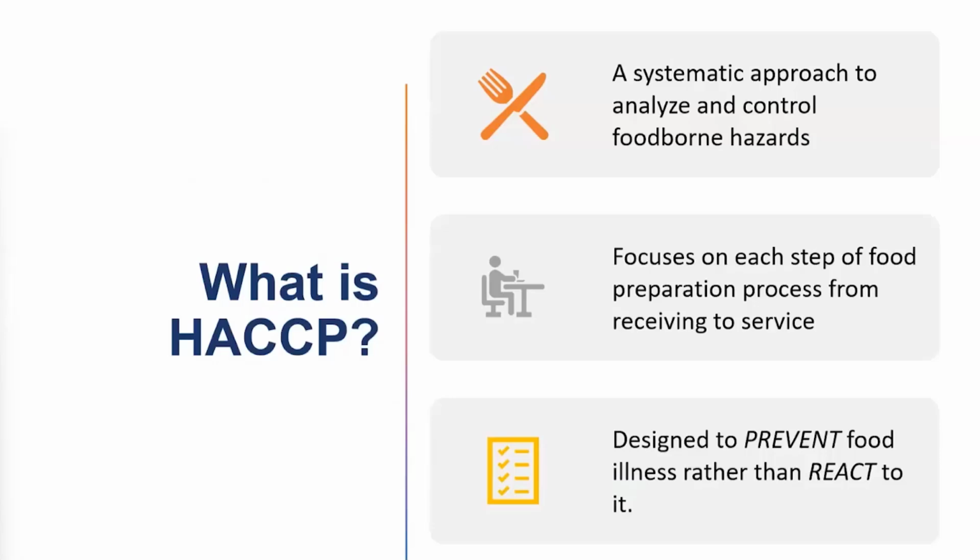So what is HACCP? HACCP stands for Hazard Analysis and Critical Control Point and is a systematic approach used to create a food safety program that is designed to analyze and control foodborne hazards by focusing on each step of the food preparation process from receiving all the way to service. The HACCP plan is designed to prevent foodborne illness rather than to react to an outbreak. When properly implemented, a HACCP-based food safety program will ensure the safety of school meals served to children across North Carolina.